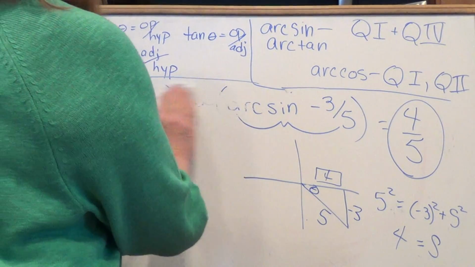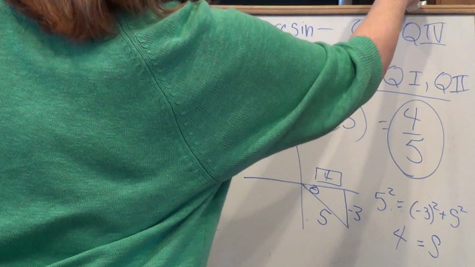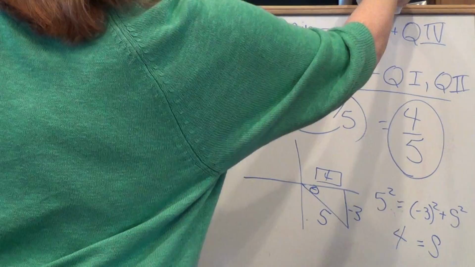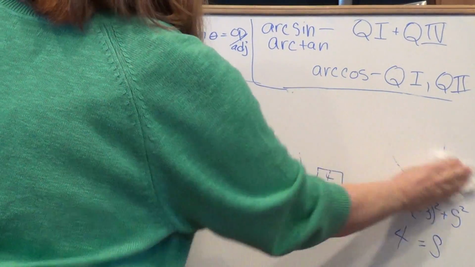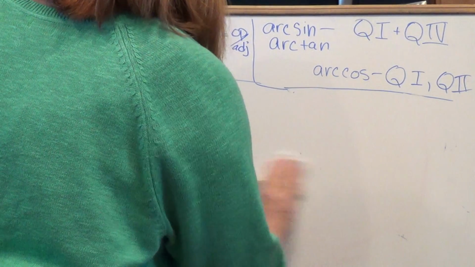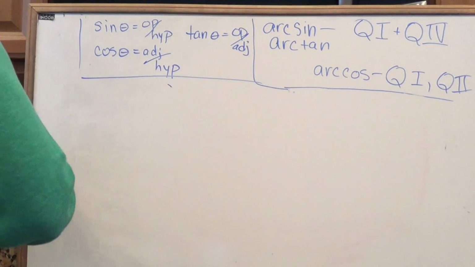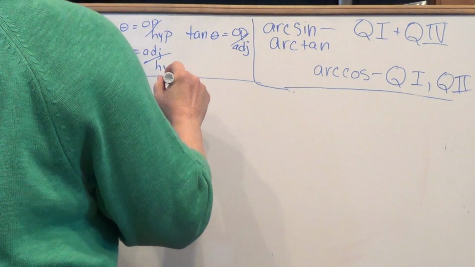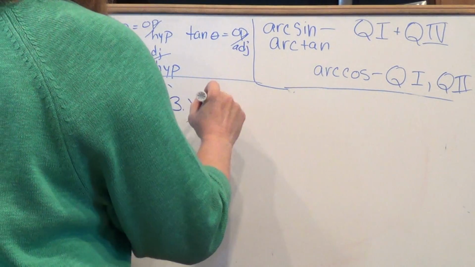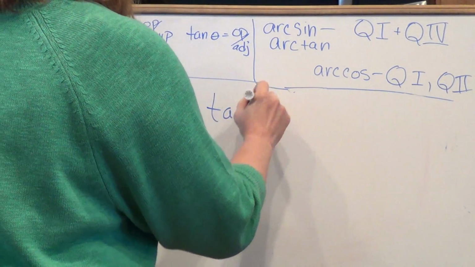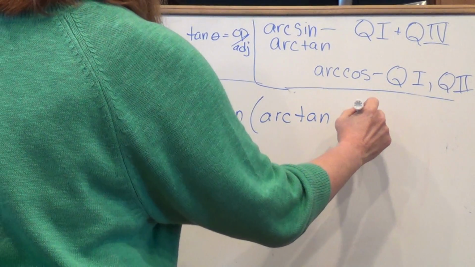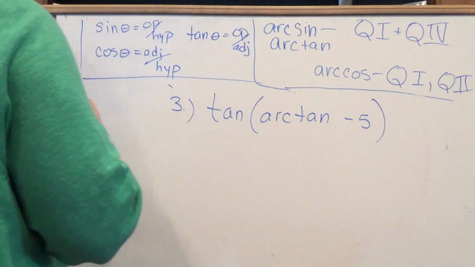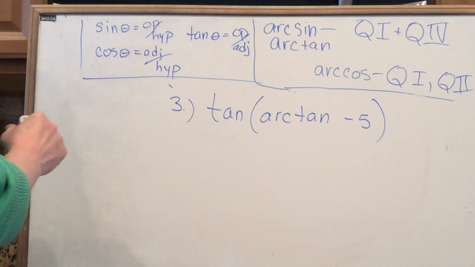All right, let's see if you can try this one. Let me set the timer. Number 3 is the tangent of the arctangent of -5. The tangent of the arctangent of -5.